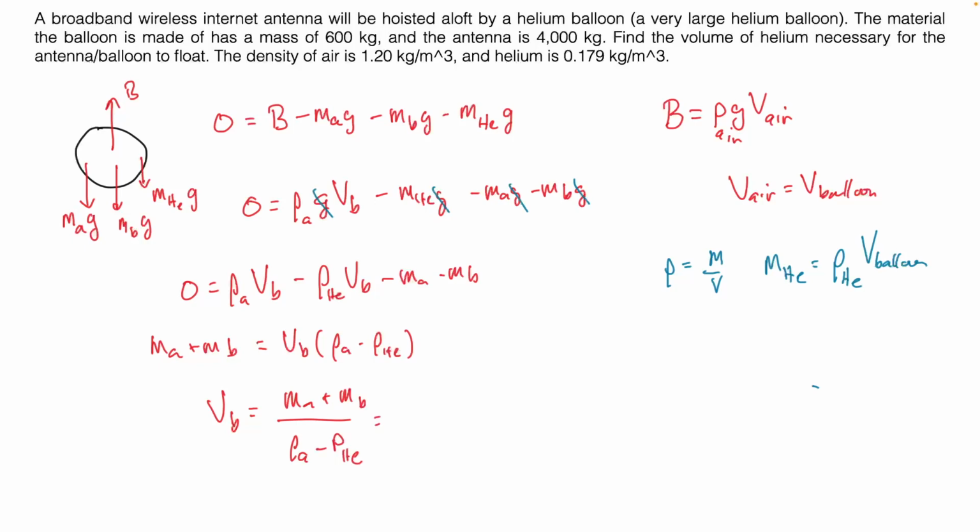I throw some stuff in. Antenna, 4,000 kilograms. The balloon, 600 kilograms. Don't need to put kilograms in there, just working in standard units. All right. Density of air, 1.2 kilograms per cubic meter, minus 0.179 for the density of helium, gets me a balloon volume equal to 4.14 times 10 to the 3 cubic meters, or approximately 4,100 cubic meters.